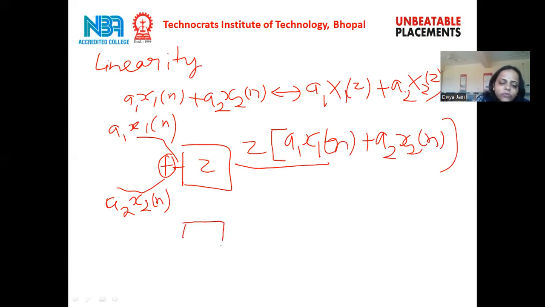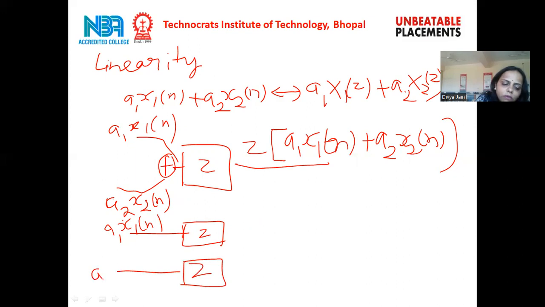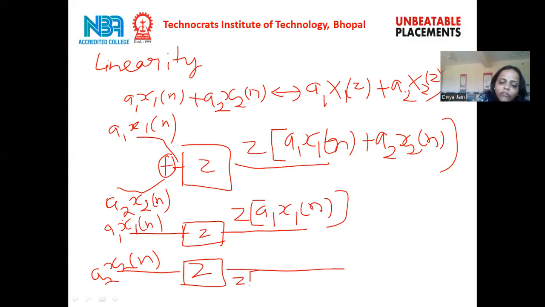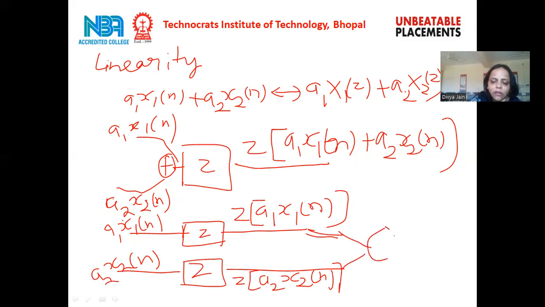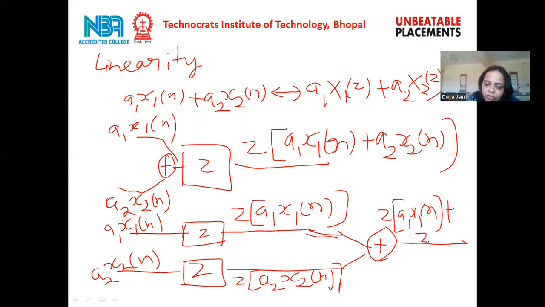And if we take the Z transform of both the sequences separately, that is, the Z transform of A1 x1[n] and the Z transform of A2 x2[n], and after that combine them, if this is equal, then it satisfies the property of linearity.